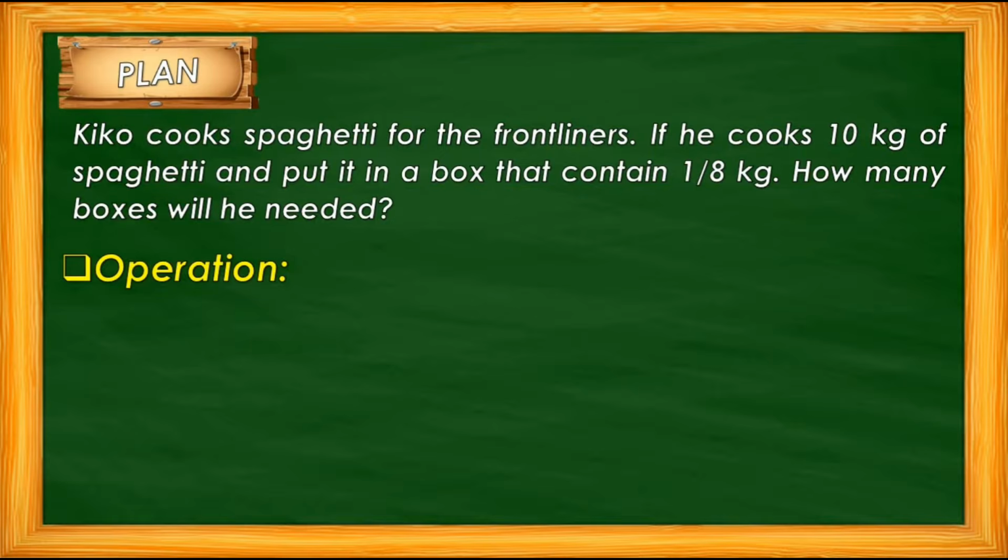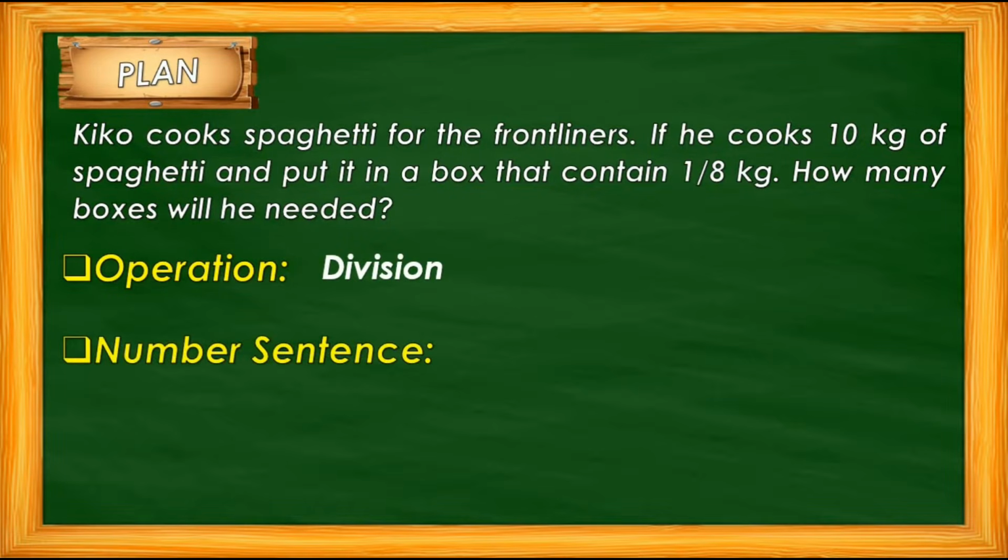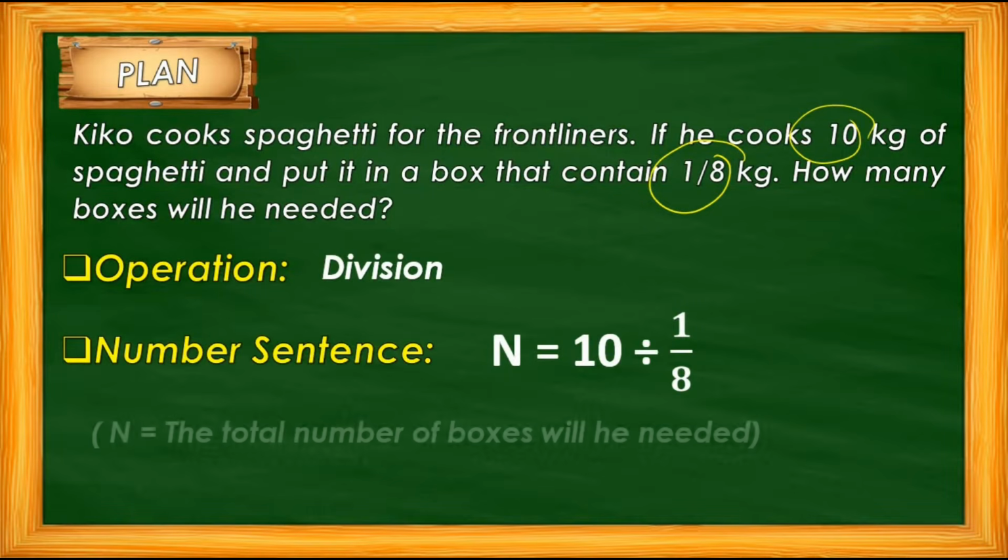Okay, so the operation to be used is division. And then the number sentence, we have 1/8 and 10 kilograms. So we have n is equal to 10 divided by 1/8, where n is the total number of boxes he will need.